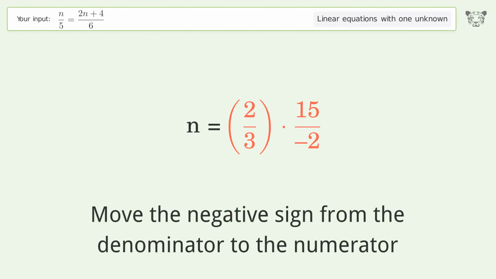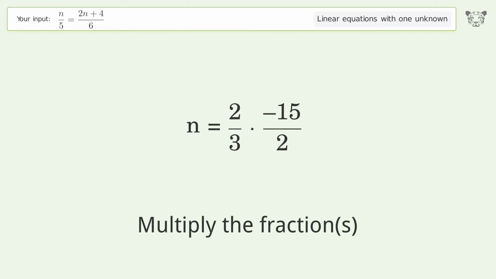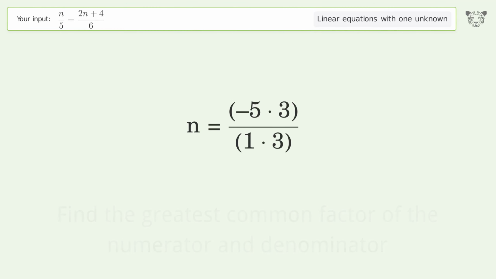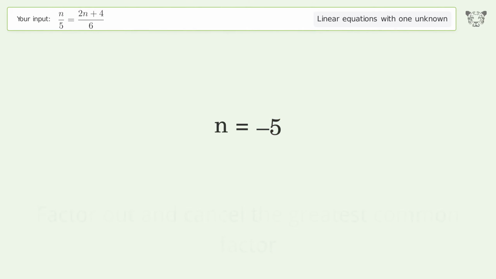Move the negative sign from the denominator to the numerator. Multiply the fractions. Find the greatest common factor of the numerator and denominator. Factor out and cancel the greatest common factor. And so the final result is n equals -5.